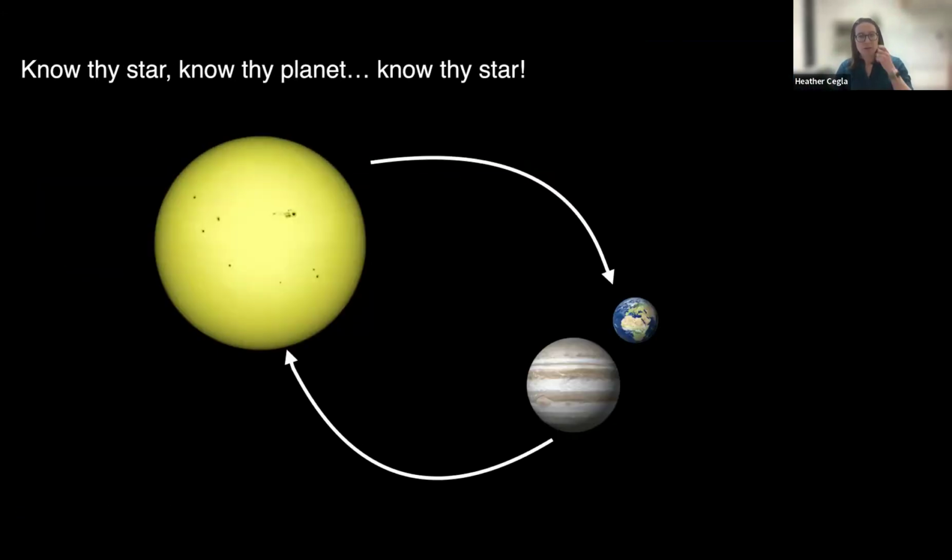So I want to switch gears a little bit now and move to a more empirical side of what my group is doing, because as we know, you really need to know the star to know the planet, but sometimes the planet can feed back and allow us to probe the star a bit more.